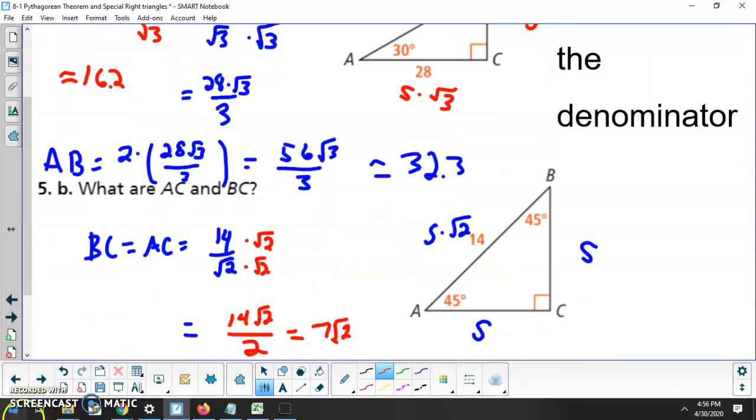Hope you guys have some success on the practice problems. Remember to look back at the notes here. Some of them are Pythagorean theorems. Some of them are these special 30, 60, 90 and 45, 45, 90 triangles.